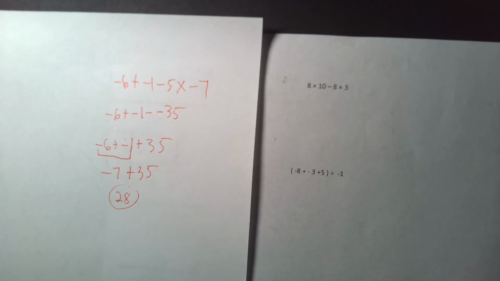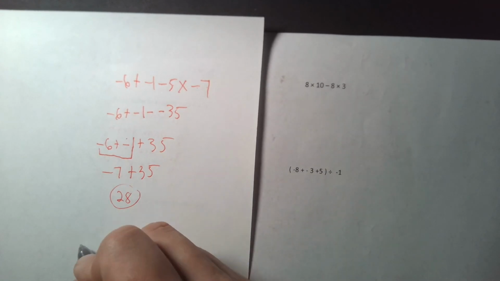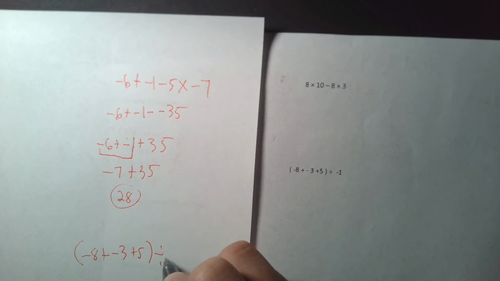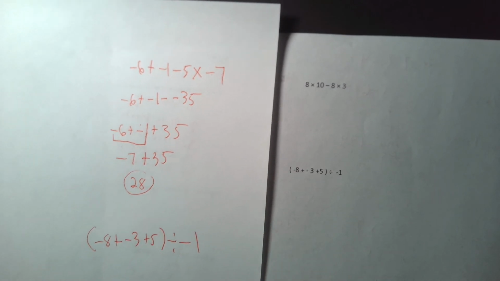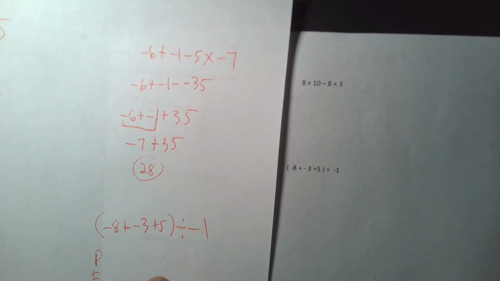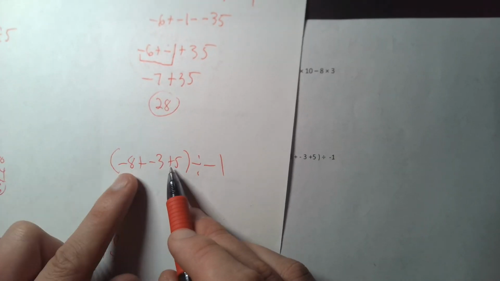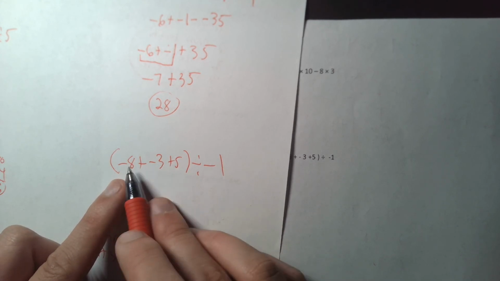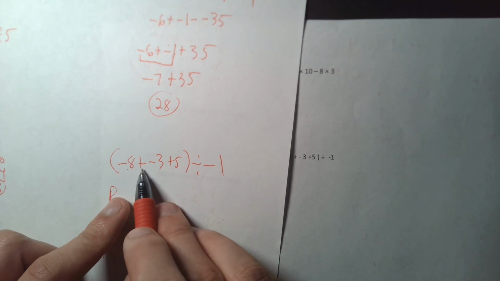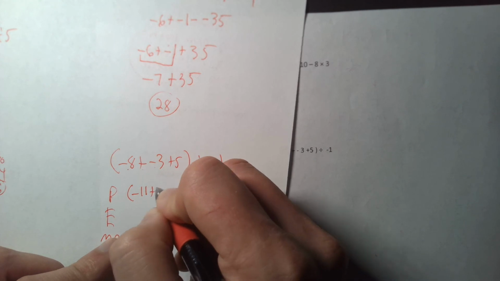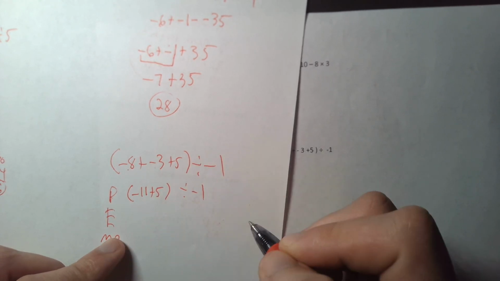Now we got 2 more here. All right, we got our first set of parentheses. So we have negative 8 plus negative 3, plus 5, divided by negative 1. Okay, I'm going to work inside parentheses first. PEMDAS. Ooh, I have parentheses. And I'm going to follow order of operations inside parentheses. So it's all minus or plus, so I can go left to right. So we have negative 8 plus negative 3, which is negative 11. 5 drops down with it, divided by negative 1.